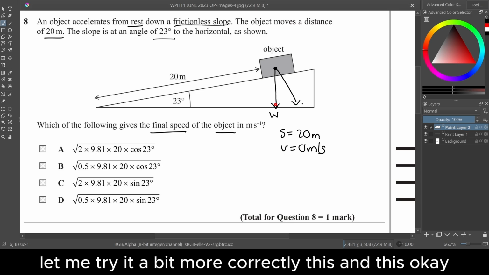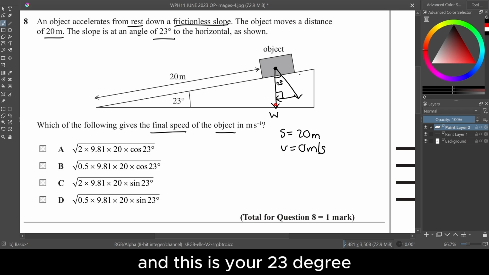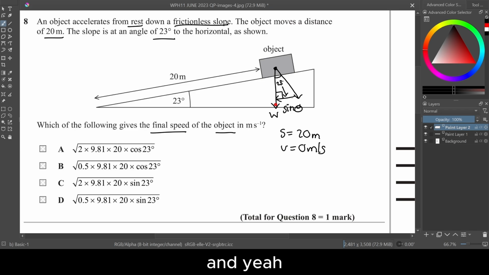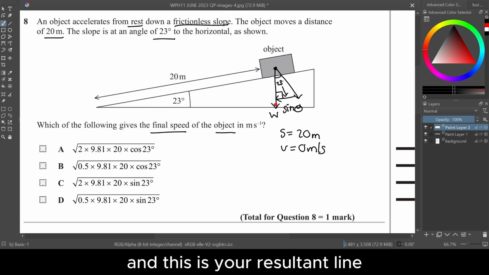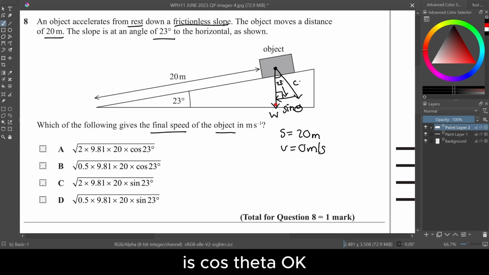Let me try it a bit more correctly. This and this, okay? So this is your 90-degree angle, and this is your 23 degrees. Opposite to this angle is always sine theta. And yeah, you will go down and then you will go left, okay? And this is your resultant line. The one which is not your resultant line or sine theta is cos theta, okay? So this is your cos theta.